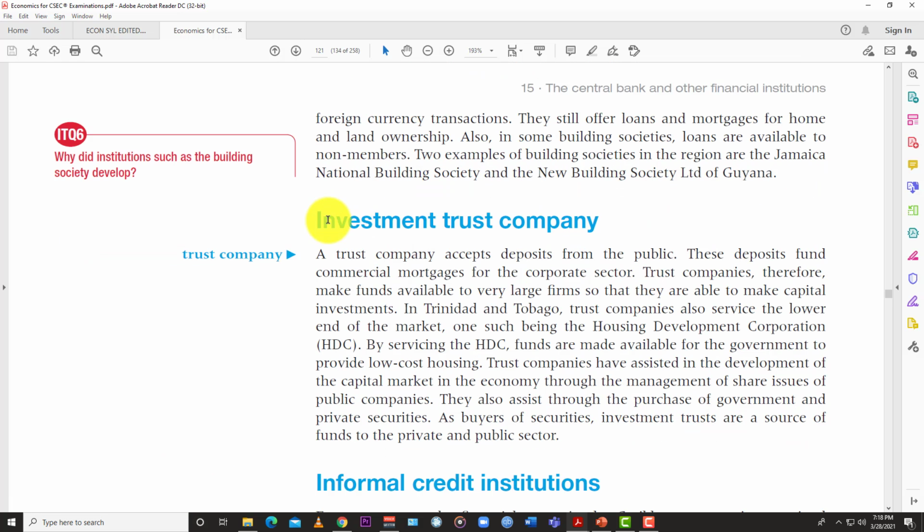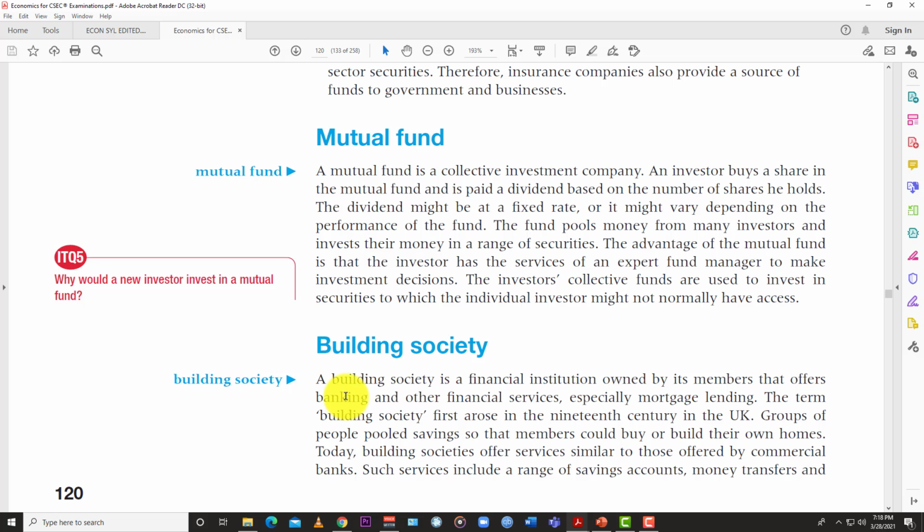All right, building society. A building society is a financial institution owned by its members, similar to a credit union, that offers banking and other financial services, especially mortgage lending. The term building society first arose in the 19th century in the UK. Groups of people pooled savings so that members could buy or build their own homes. Today, building societies offer services similar to those of commercial banks.